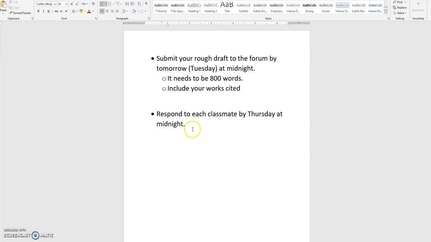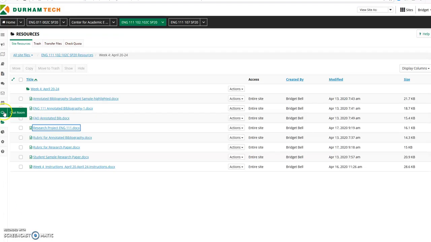And then for your classmates, giving them feedback, you need to respond to each classmate in your group. So you will have people in your group, just like with Essay 2 and just like with the annotated bibliography, and you need to respond to each classmate in your group by Thursday at midnight. And you're going to be using the questions that I provided in the forum to respond to each classmate. So we can take a look at that together as an example.